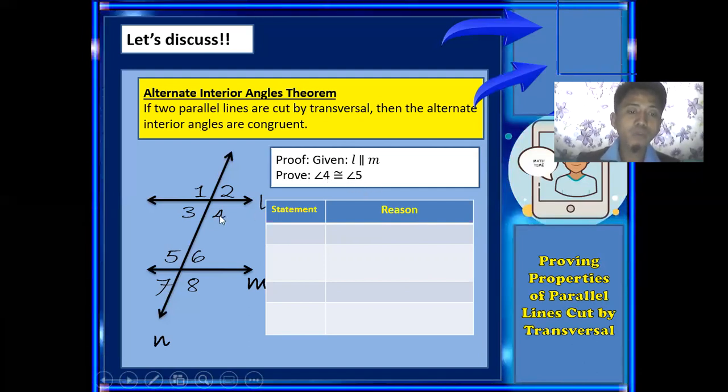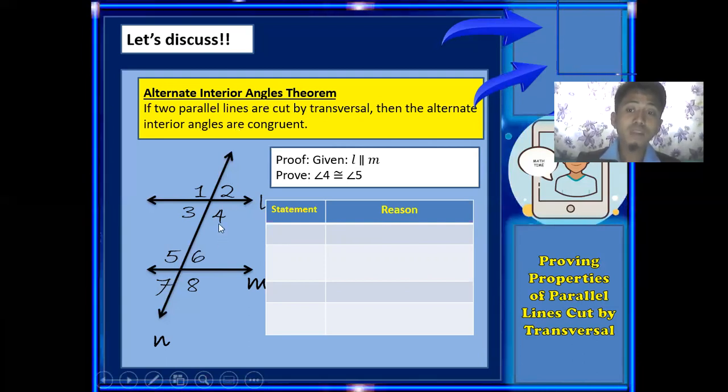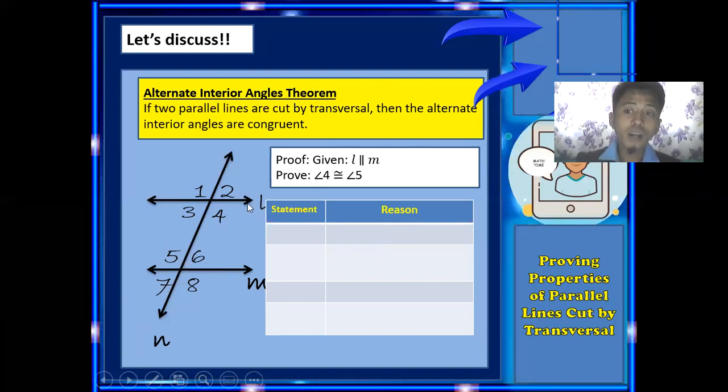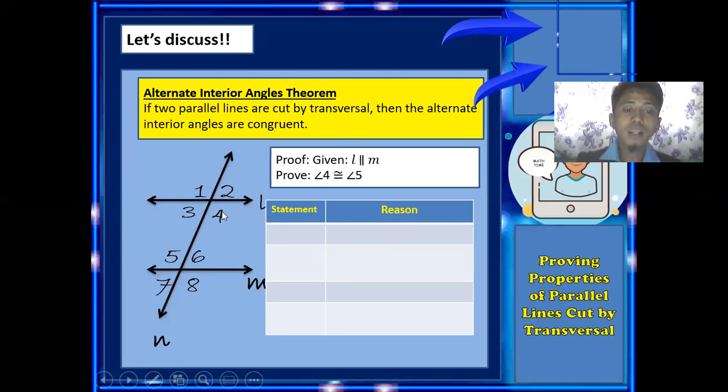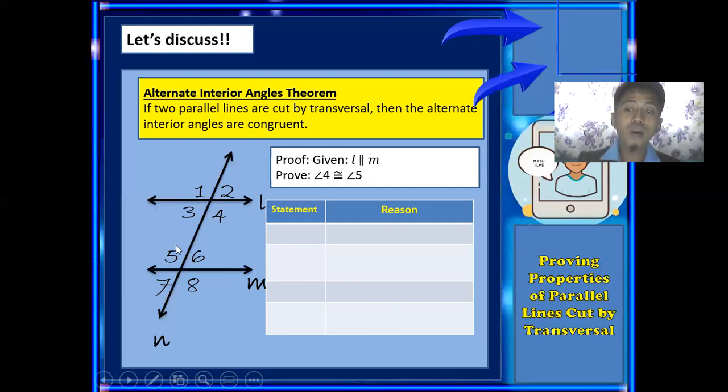Where is angle 4? Angle 4 and angle 5. If you can see on the illustration, angle 4 and angle 5 are alternate interior angles. Based on the theorem, they should be the same in measure. They should be congruent. So once we prove that angle 4 and angle 5 are congruent, we have already proven that the alternate interior angles theorem is true by proving using examples.